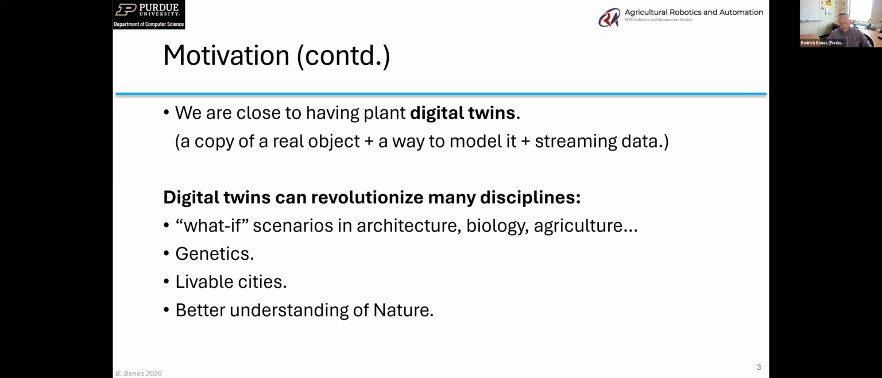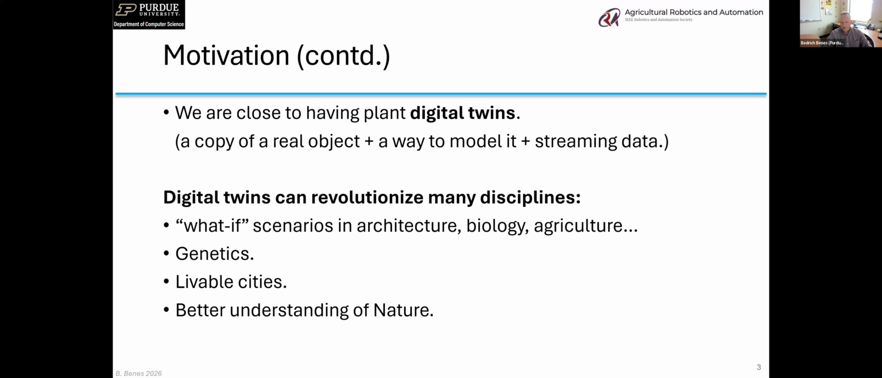We could play what-if scenarios in architecture. We could take a city and populate it with different trees. In biology, we could start virtually making experiments with plants in different climate conditions without actually waiting for them to grow, because the digital twin could grow very quickly. Of course, in agriculture, etc. Another important thing is that we could affect genetics in this, and I will show some examples.